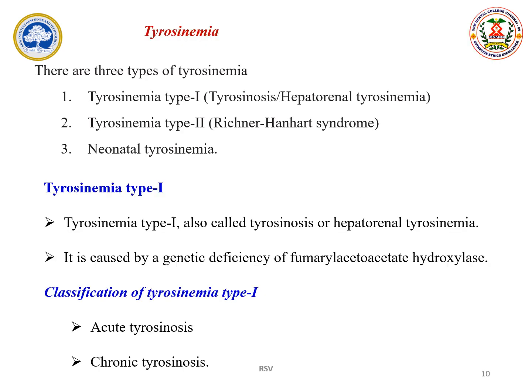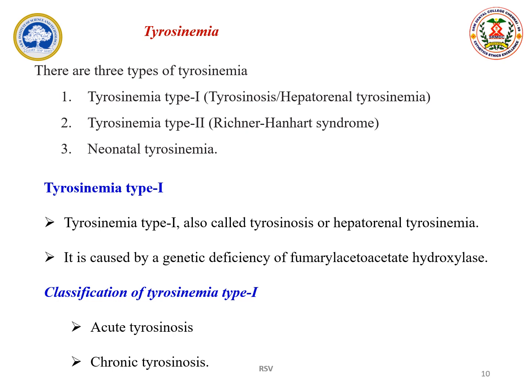That's all about phenylketonuria. Next, tyrosinemia. There are three types of tyrosinemia. Tyrosinemia type 1, otherwise called tyrosinosis or hepatorenal tyrosinemia. Tyrosinemia type 2, Richner-Hanhart syndrome. And the third type is neonatal tyrosinemia.